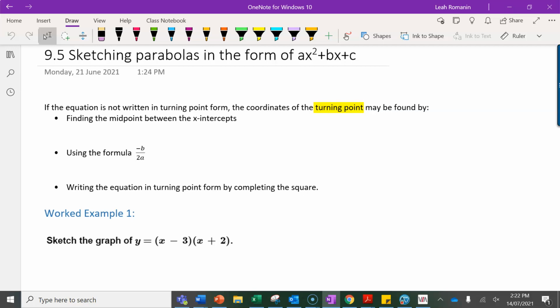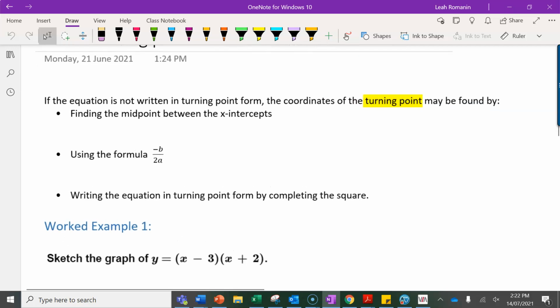That's the point of completing the square. That's why we like it. It gets us turning point form. Now, when you're finding the turning point, which can help you find the turning point form if you need it, to find the turning point, you can use three methods.